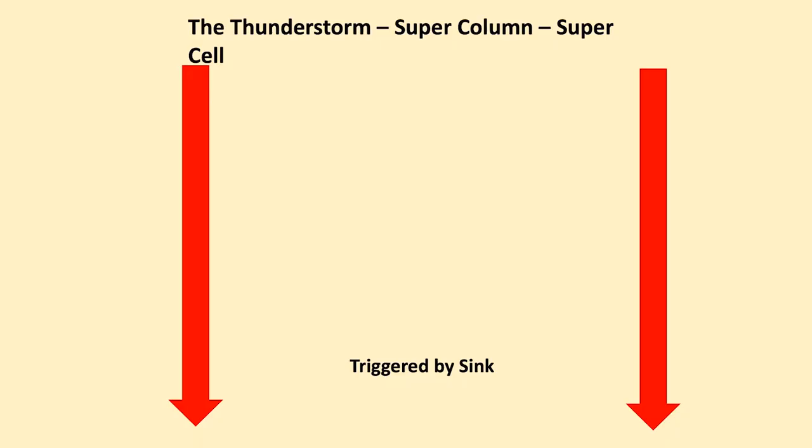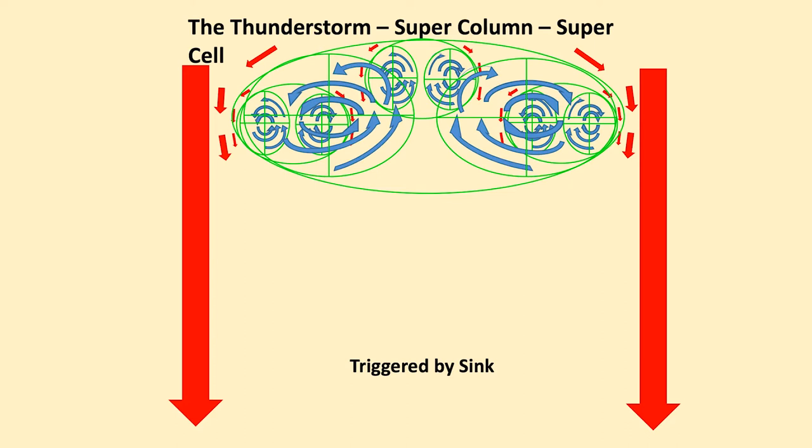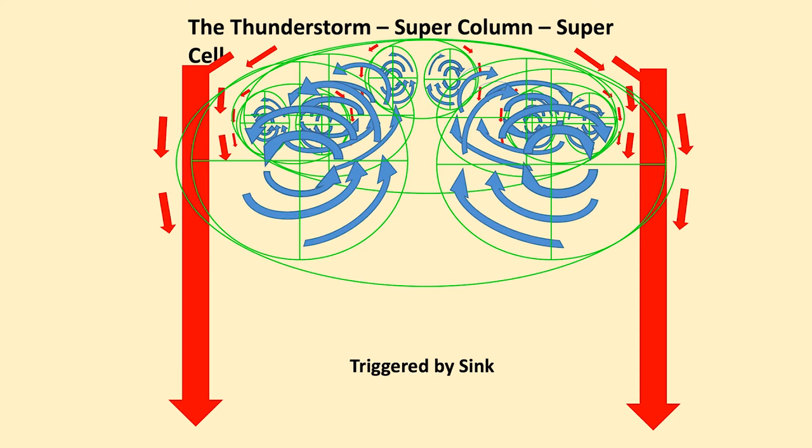The thunderstorm or the supercell, triggered by sink. So here my cells are going up, a lot of cells are going up, making a cloud. The cloud generates a wide ring of sink, which is very powerful, which triggers a greater inflow and upflow to the center core of the cells, and we end up with the generation of a supercell, a super column thermal.